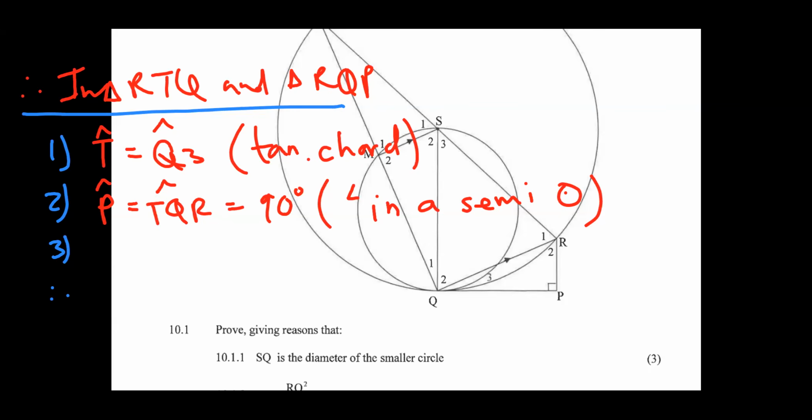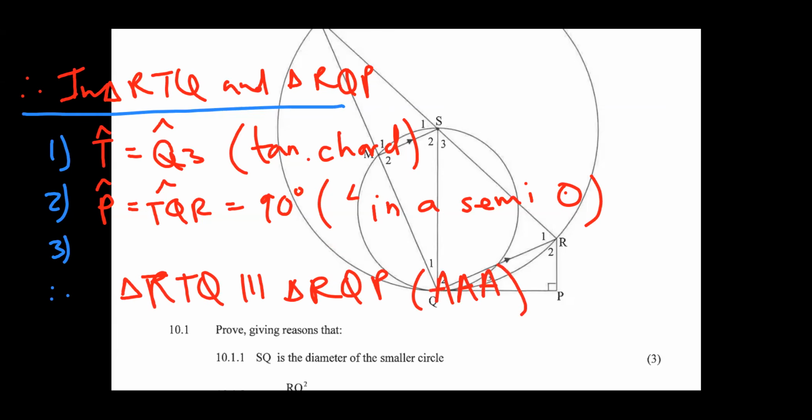P was given. TQR is 90 degrees because it's the angle in a semicircle. Now, we don't have to prove the third one, but the third one is just the third angle of the triangle. So therefore, triangle RTQ is similar to triangle RQP. The reason is the three angles of a triangle: angle, angle, angle. Okay, we're not yet done. We still need to write out the ratio for these triangles.